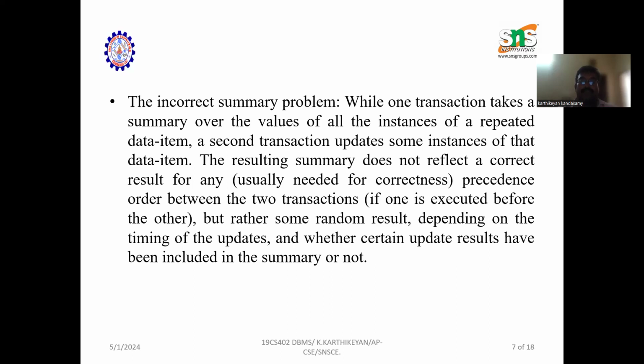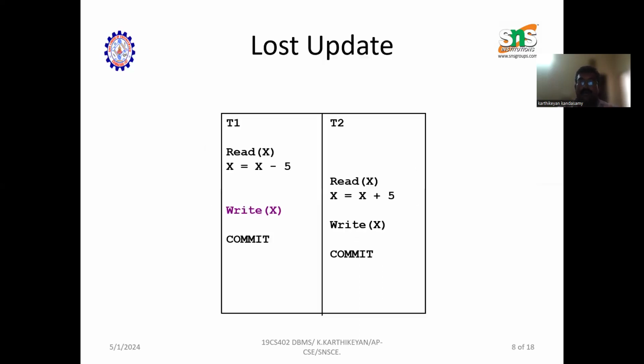So precedence of order between two transactions, if one executed before another. So rather some random results depending on timing of update and whether certain update results have been included in the summary or not. So this is the lost update: T1 reads x equal to x minus 5, writes x, committed. Suppose transaction T2 reads x, x plus 5.